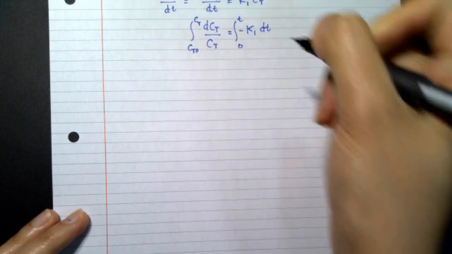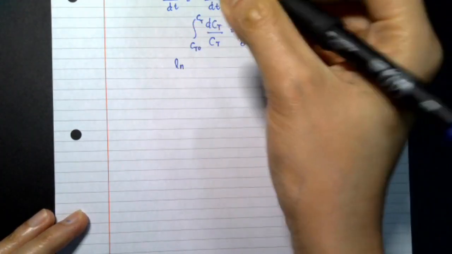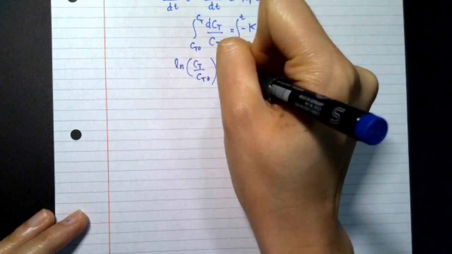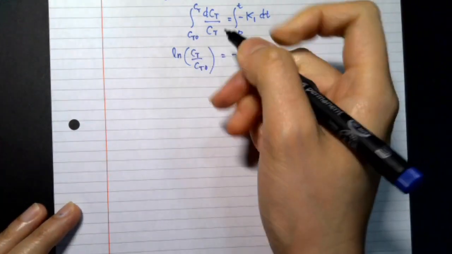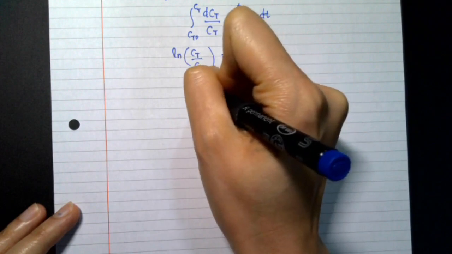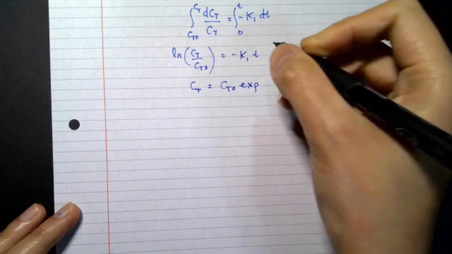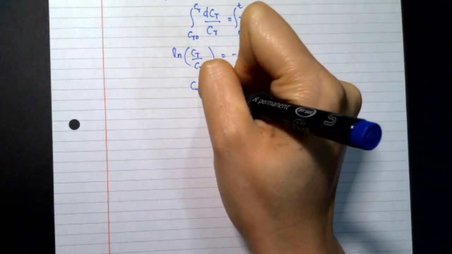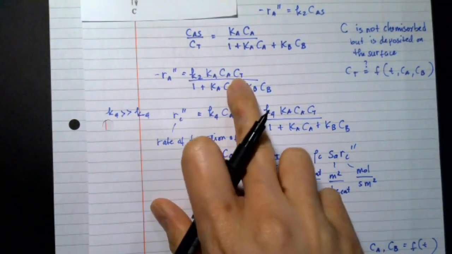And here we have Ct0 and here Ct. So evaluating the integral, we'll have the log of Ct over Ct0. This is equal to negative K1 t. And we can solve for Ct. Ct is equal to Ct0 times exponential negative K1 t. So we can substitute the expression for Ct into our rate expression.